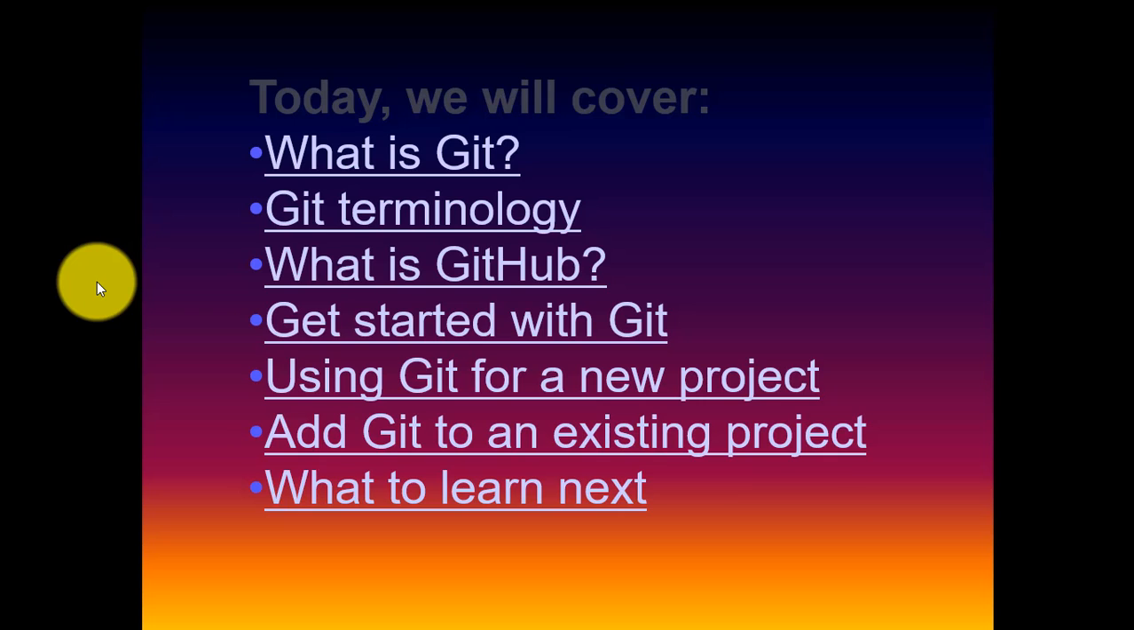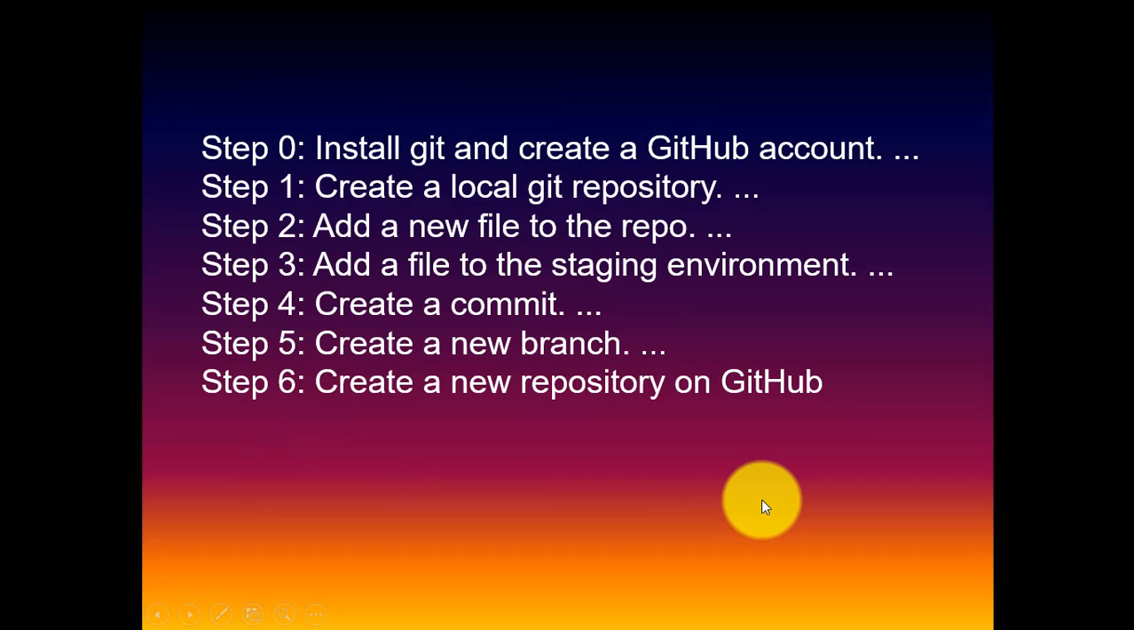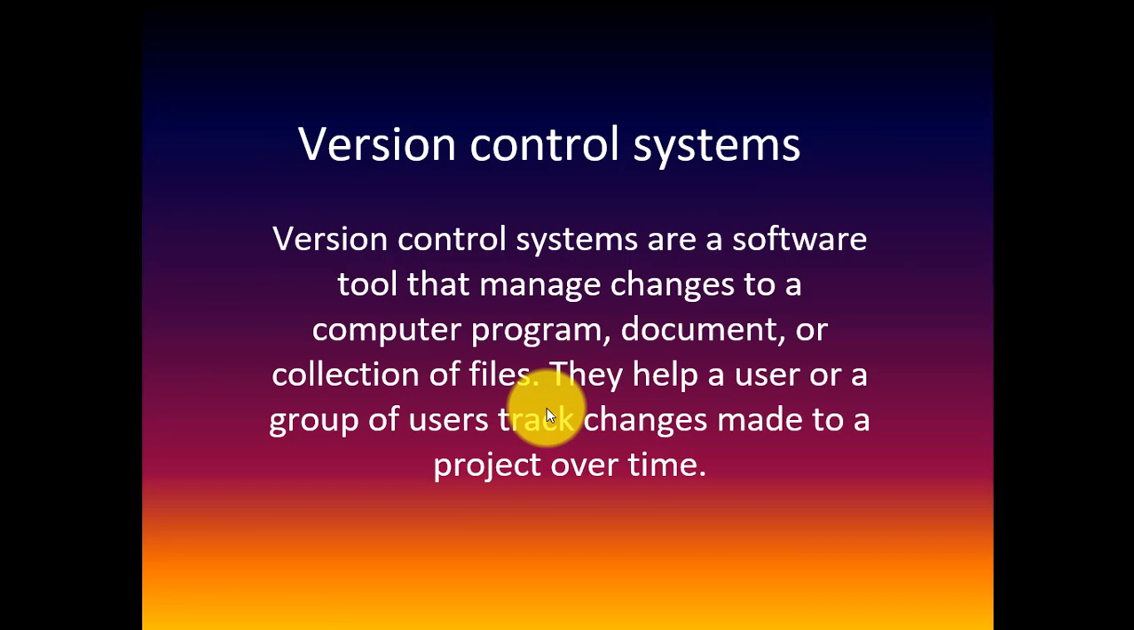By the end of this course, we'll cover what Git terminology is, what GitHub is, how to get started with Git, using Git for a new repository, and Git for an existing project. What to learn next? Step 1, install Git, create a GitHub account, and create a local Git repository. Step 2, add a new file to the repo. Step 3, add a file to the staging environment. Step 4, create a commit. Step 5, create a new branch. So let's continue.